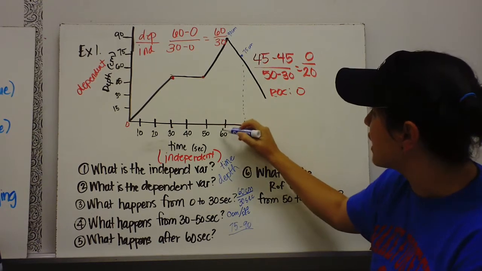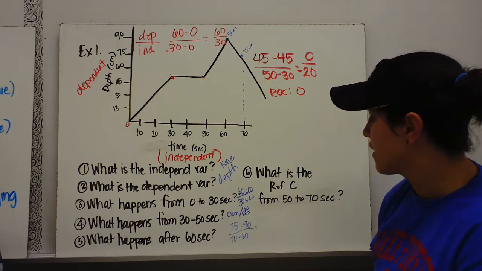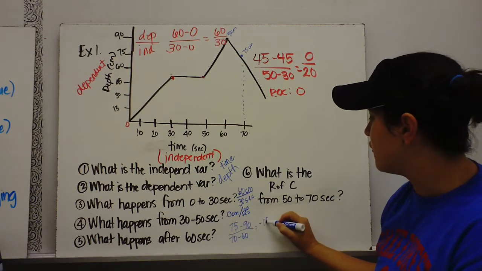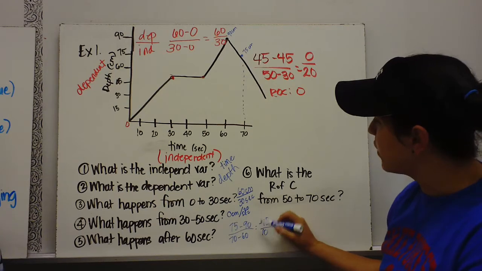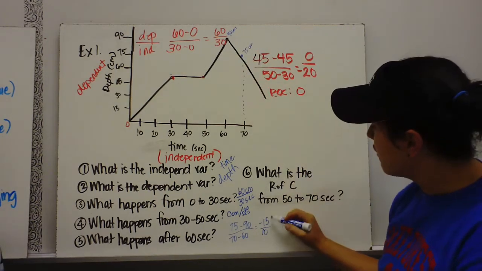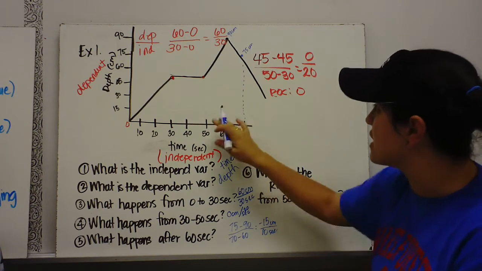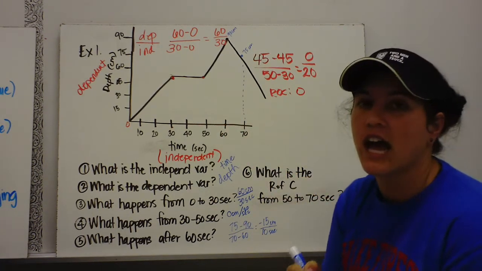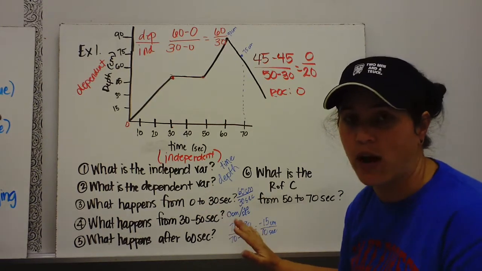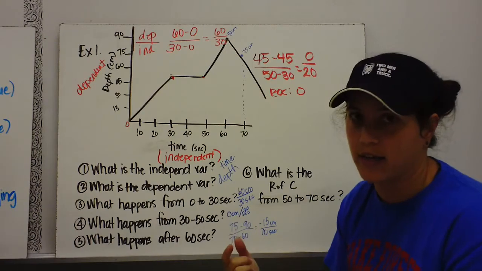And 70 seconds minus 60 seconds. That would be a negative 15 over 10, which means we are losing negative 15 centimeters every 10 seconds in this interval from 60 seconds to 70 seconds. So my rate of change is a negative centimeter drop because we're losing water. Let's say they pull the plug and the water is draining.